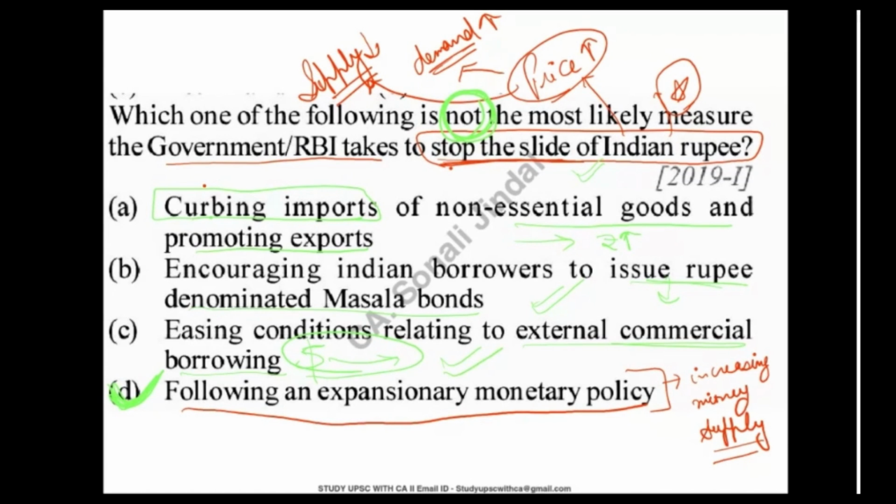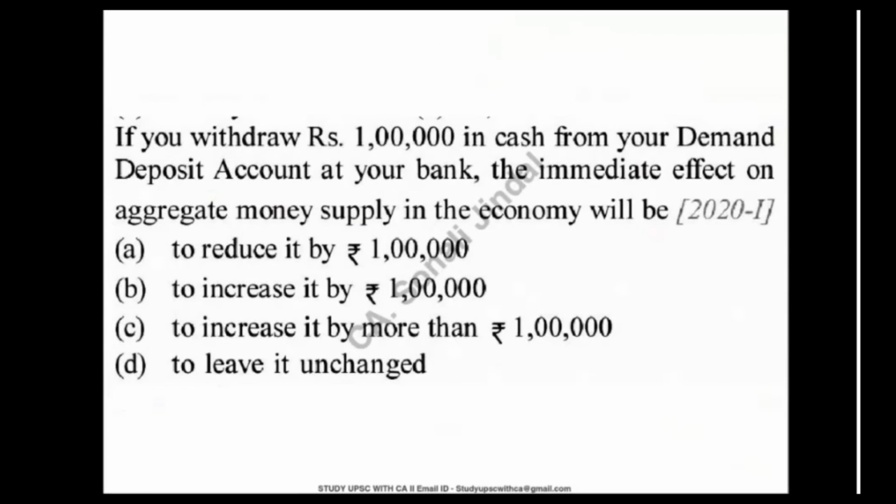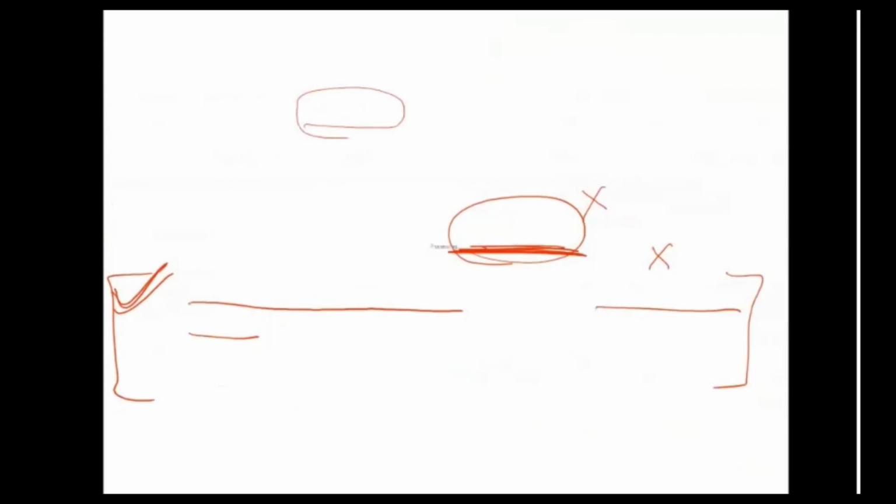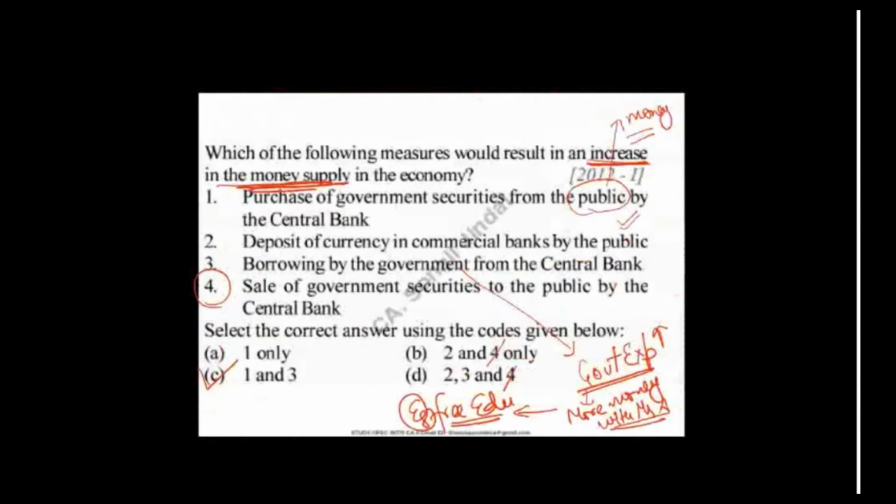Let's do the next question. Here, if you withdraw rupees 1 lakh in cash from your demand deposit account at your bank, the immediate effect is that the same person is just withdrawing the cash from his bank account and putting it in his pocket. It means only shifting the pocket, so it will leave the money supply unchanged. In the previous question also we have seen this, like deposit of currency in the commercial bank by the public. It will not affect the money supply.